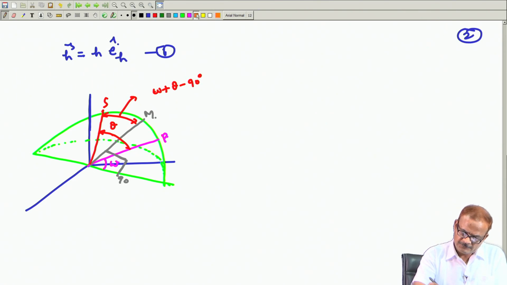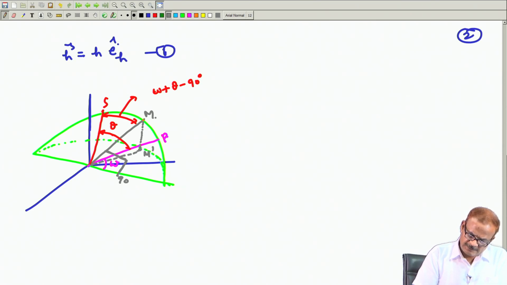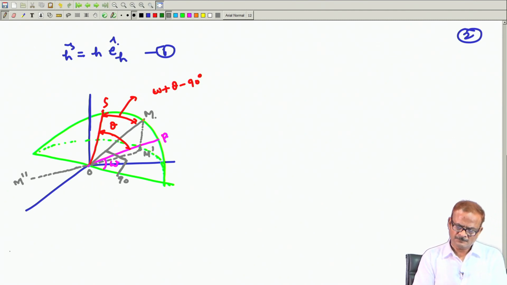Now, projection of this m onto the x y plane, this will write as m prime, okay. And then we can join it by a line like this, and this line we will extend it on this side, and we will write here m double prime. This is O, okay.